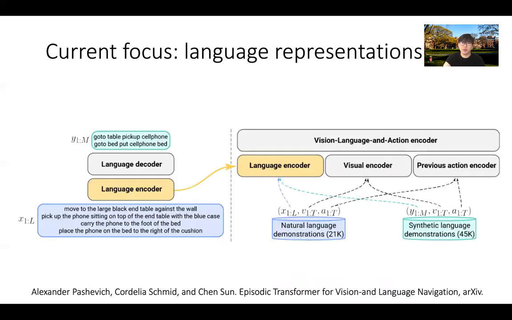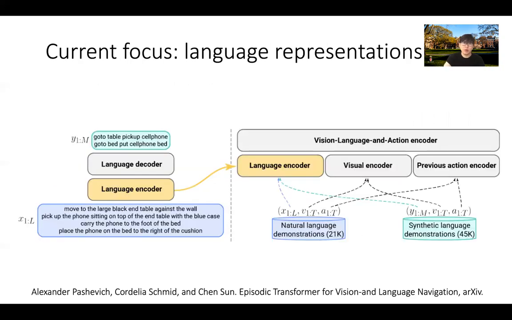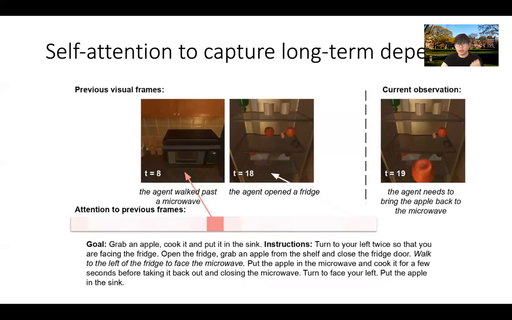And one example is that we try to transfer our multimodal representations to a visual navigation task for an embodied agent, where we try to improve the intermediate language representations as the interface between human and the agent, and also use a designed architecture that captures the long-term temporal dependencies.